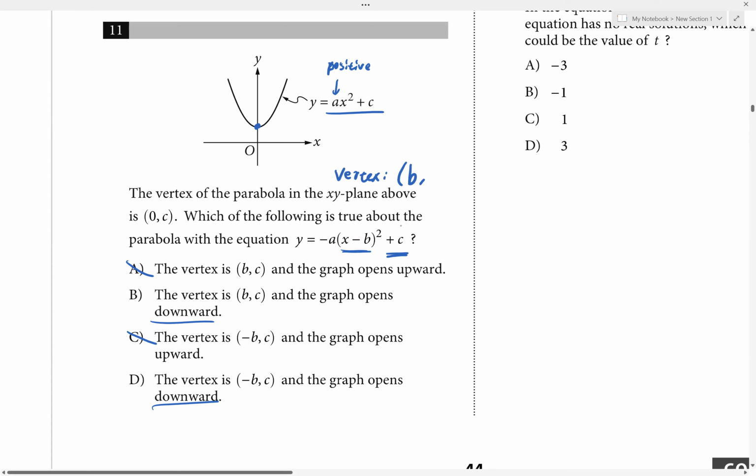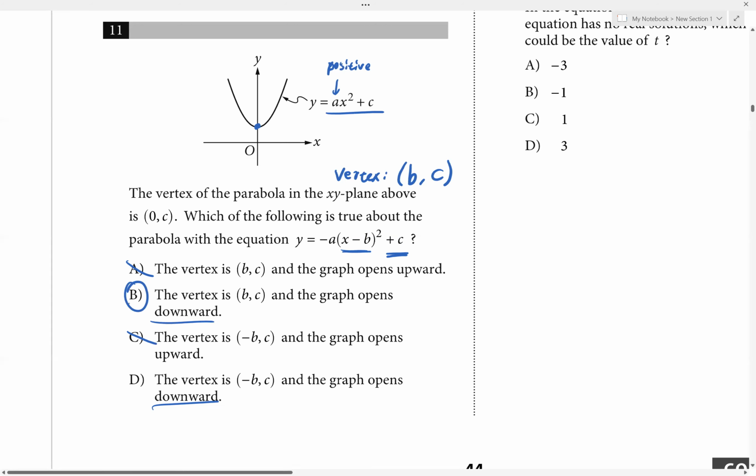The y value, if it's a plus, will be positive. If it's a minus, it will be negative. So it won't be backward. It'll be (b, c). That should be where the vertex is. So then the answer should be B.